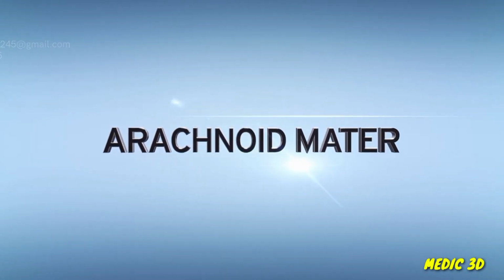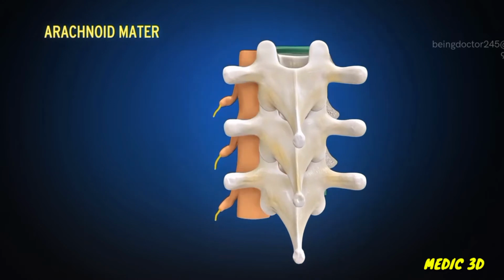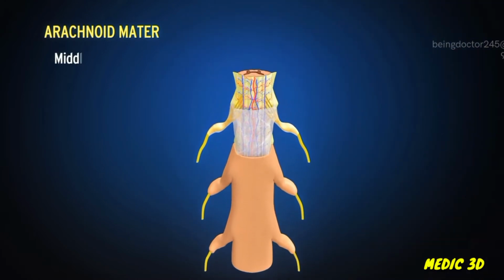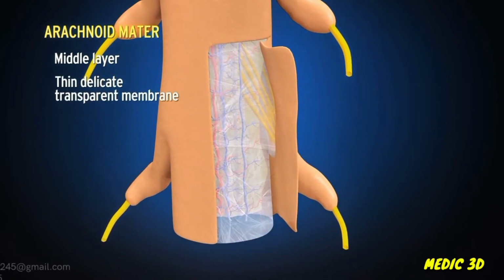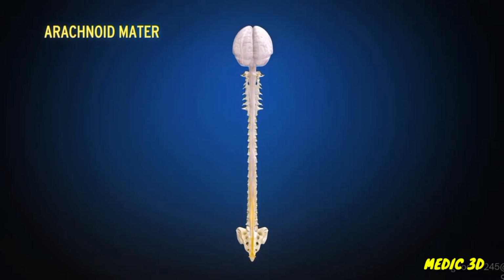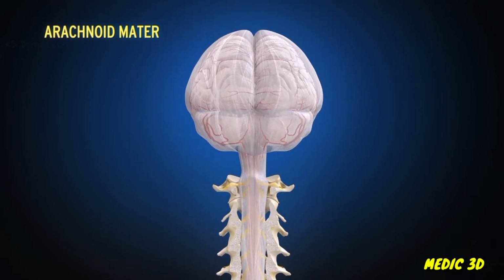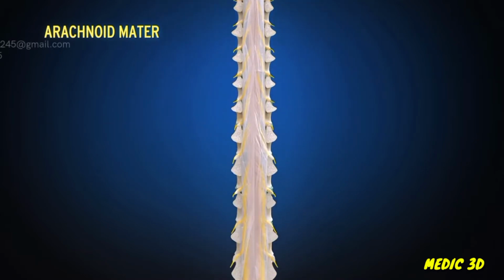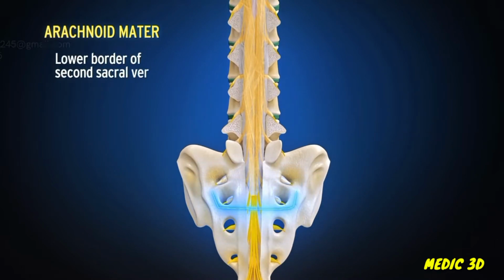Arachnoid mater. It is the middle layer of spinal meninges. It is made up of thin, delicate, transparent membrane with numerous fine branching, giving an appearance of a spider web. It is continuous above with the arachnoid mater of the brain and below it extends up to the lower border of second sacral vertebra.